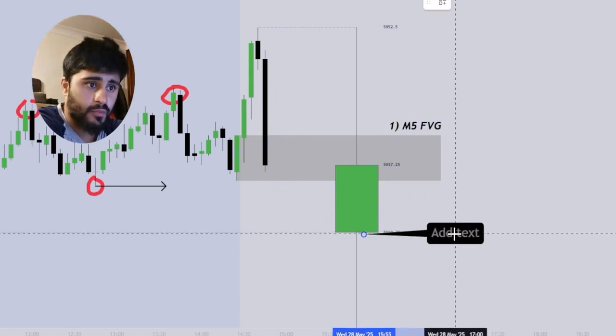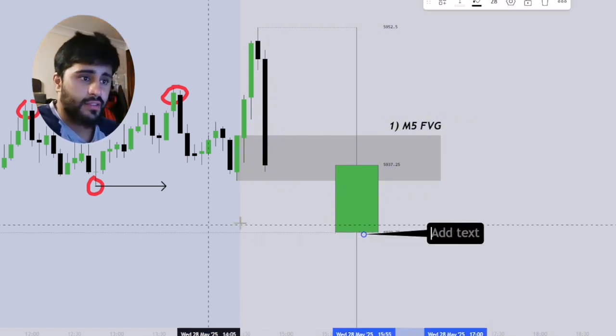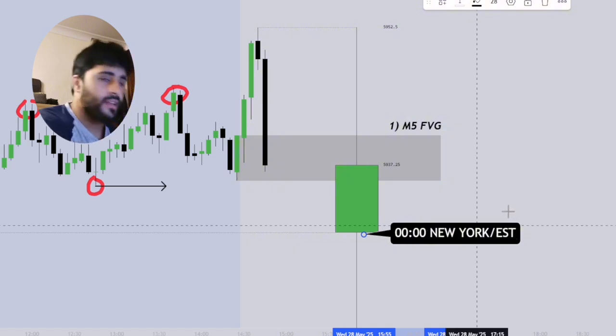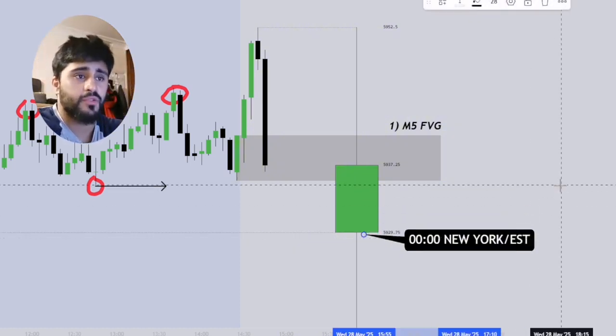And so this is the daily opening price, right? It's this kind of line over here that you can see, this long line. This is the daily opening price. This is New York, right? This is midnight New York time, EST. This time is very important, and it's very simple to use as well, right?